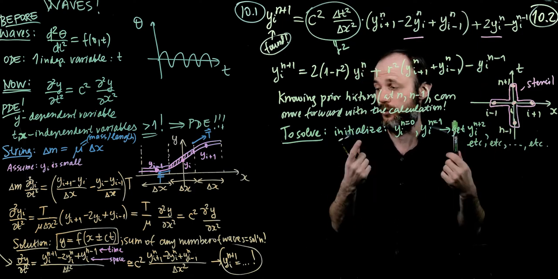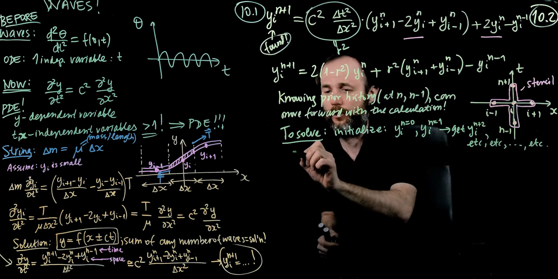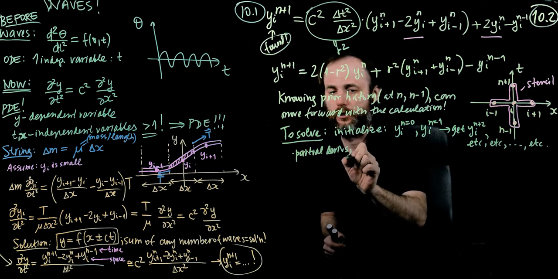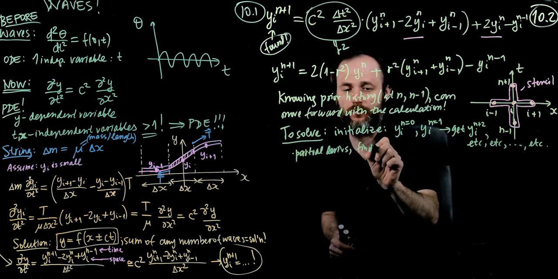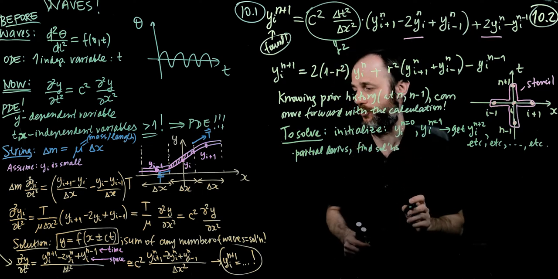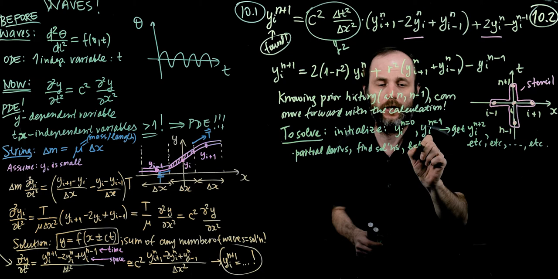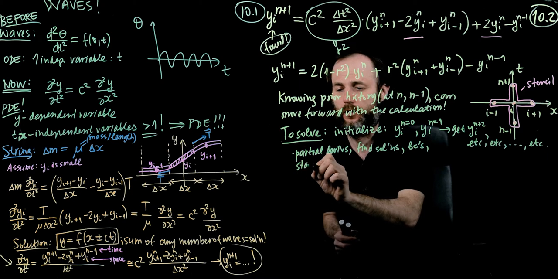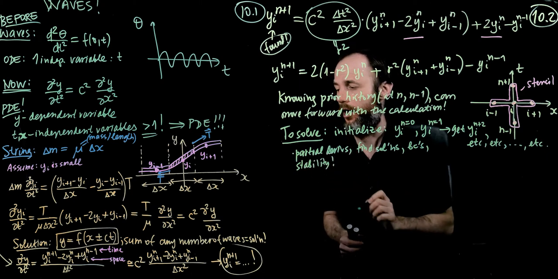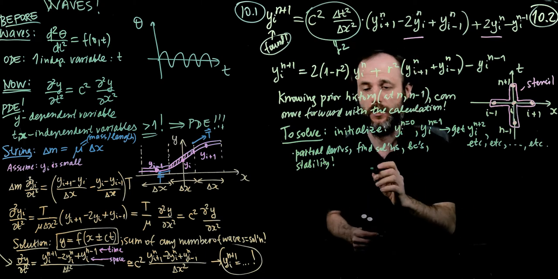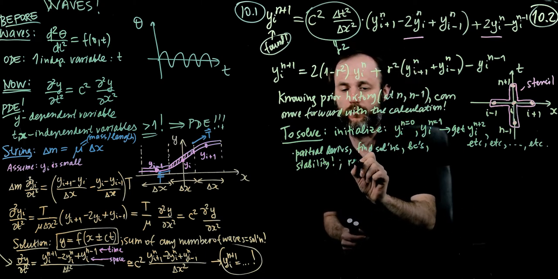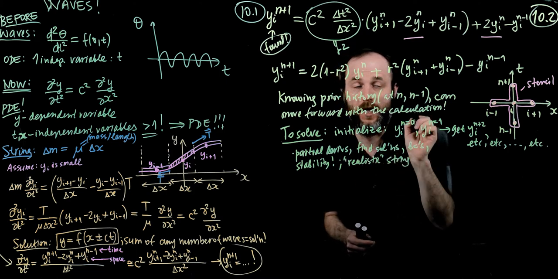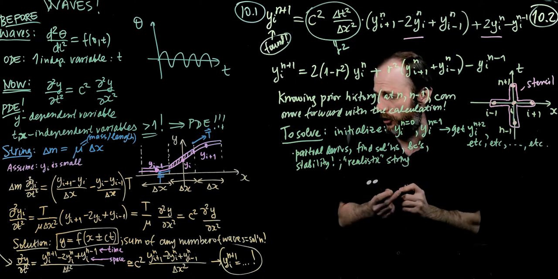So what we're going to do now is we're going to discuss more the partial derivatives. We're going to see how to find solutions to these equations. We're going to discuss the boundary conditions that we have so far ignored. And we're going to discuss a little bit of the stability of the spring. Plus, we're going to talk about realistic strain. And we're going to see what that means.